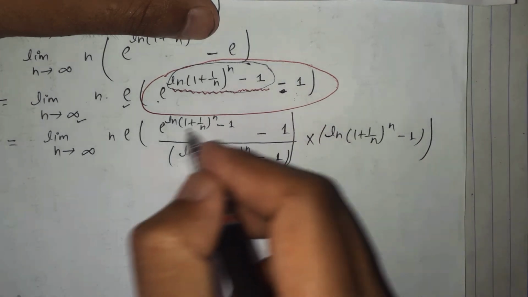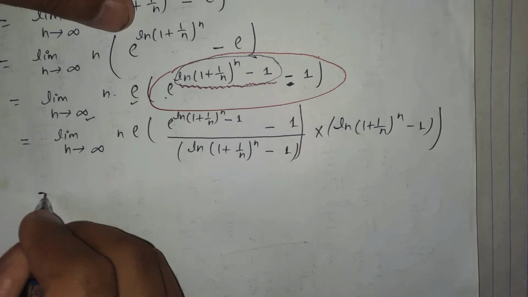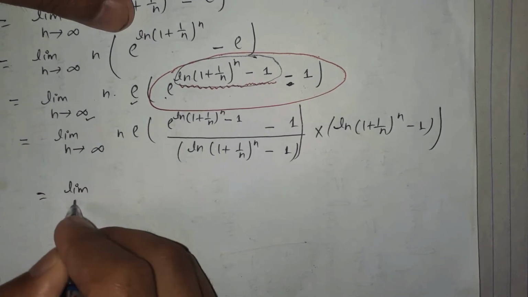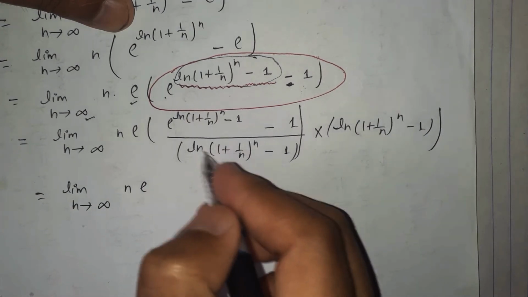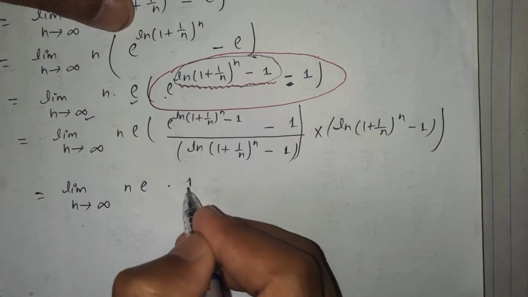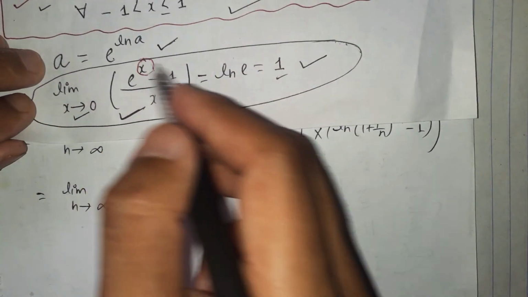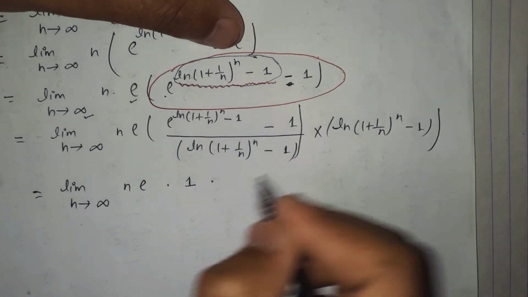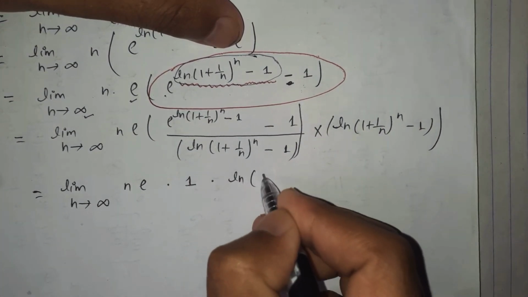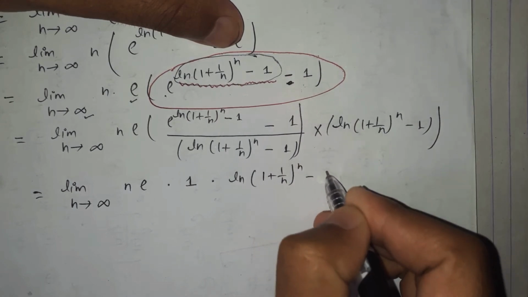This term can be written as 1. So our limit will be the limit as n approaches infinity of n times e, and this will be 1 times 1. This whole expression will be 1 by using this formula. So 1 times the remaining expression ln of (1 plus 1 over n) raised to the power of n minus 1.